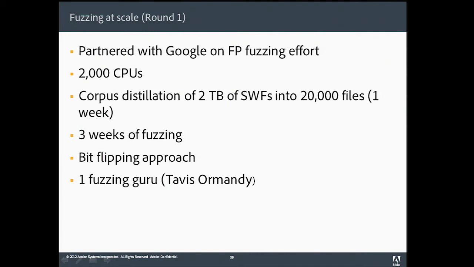That took them about a week to do, and then they spent 3 weeks fuzzing, basically doing a simple bit flip approach. Tavis Ormandy was heading it up in terms of the bit flipping, focusing all these servers against our player. And we got a lot out of it. They were able to give us about 400 files, which we distilled into about 80 unique cases.